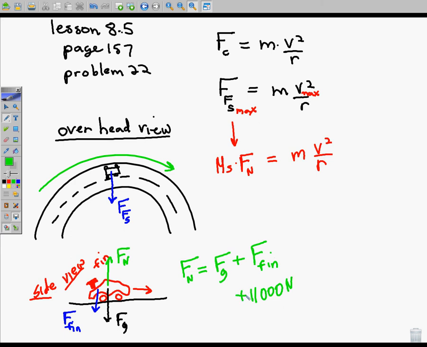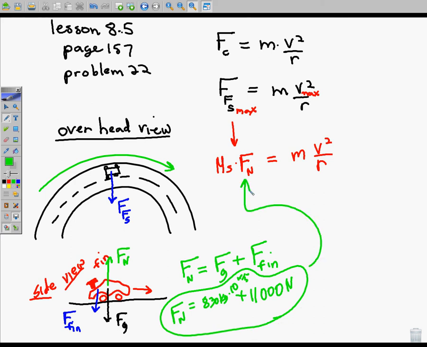And then the weight of the car, well, they tell you that it's an 830 kilogram car. So then this FG here is going to be 830 kilograms times 10 meters per second squared. So all of that is the normal force, which is going to go in here, and then you could solve for the velocity. They gave you mu, they gave you the mass of the car, they gave you r, so then you solve for the velocity.